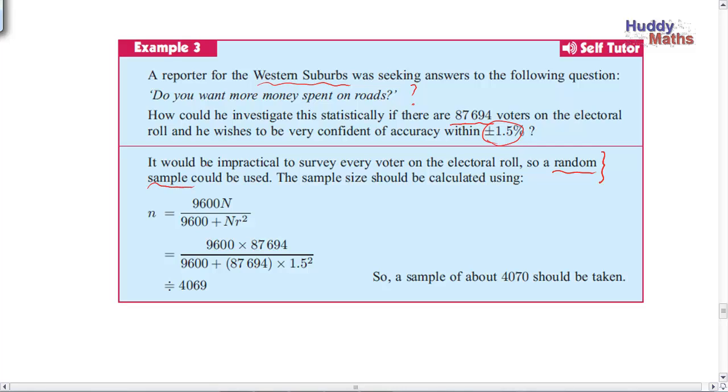Okay, so that means he's got to go somewhere in those suburbs so that everybody has an equal opportunity of being included. And then he's got to pick a pretty big sample, doesn't he? Because the rule here, we know the population is this up here. So coming down here, the formula is 9,600 n over 9,600 plus n r squared. So n here, the total number in the population, is 87,694. So we put it in two places where the n occurs in the formula, and then the percentage error in there. So he's got to actually talk to 4,069, about 4,070, let's say, rounding it off.